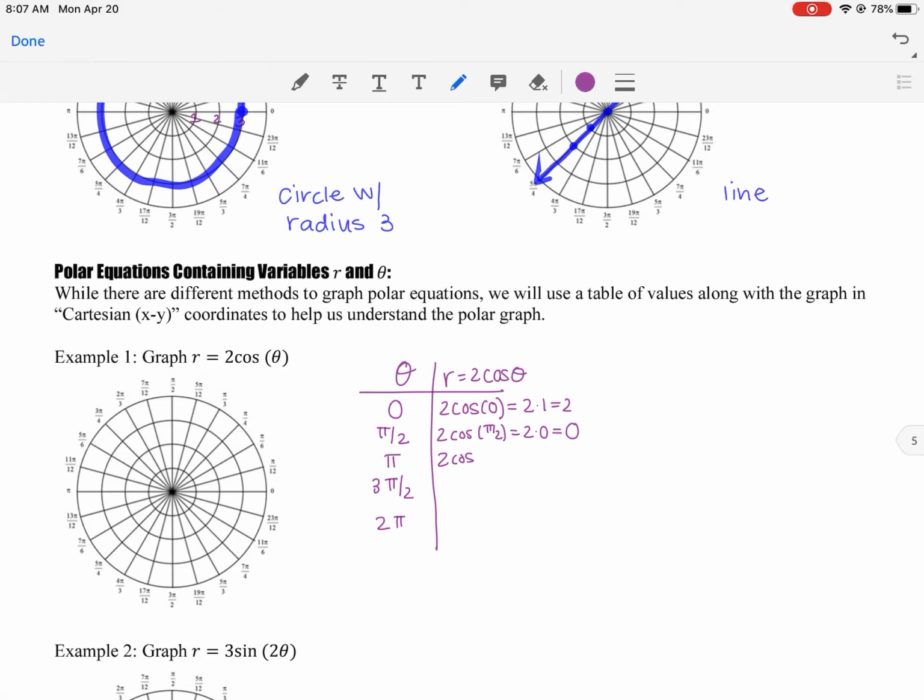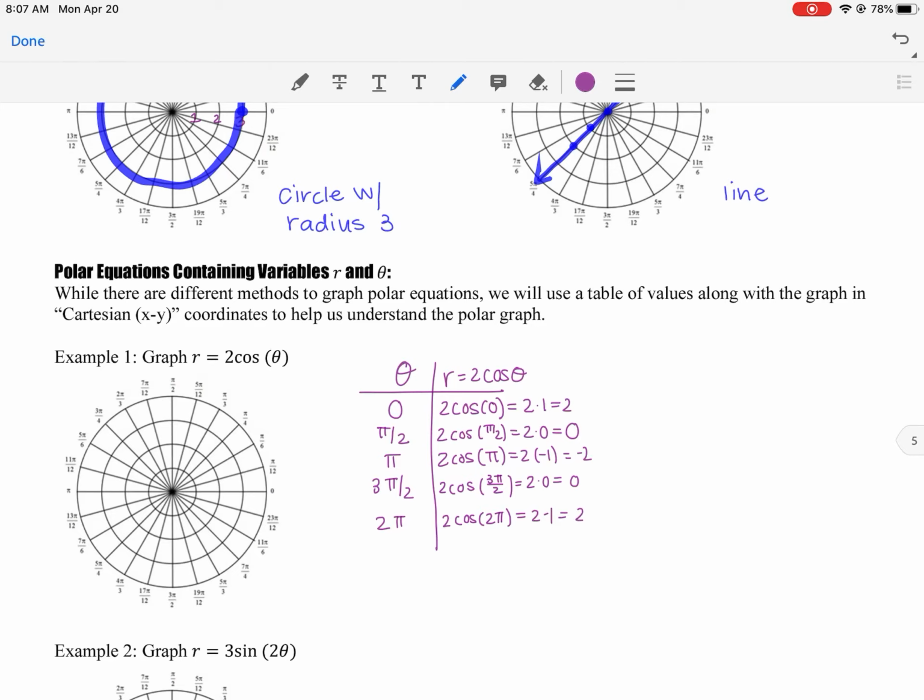We do the same thing with pi: 2 times cosine of pi is 2 times -1, so we get -2. Then 2 times cosine of 3 pi/2 equals 2 times 0, which equals 0. And then 2 times cosine of 2 pi equals 2 times 1, which equals 2.